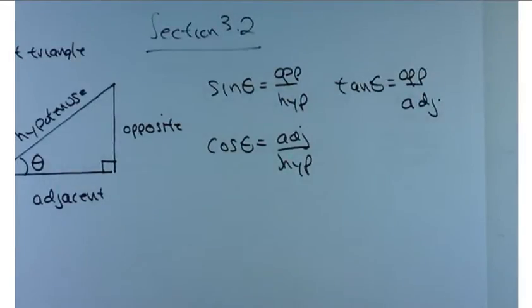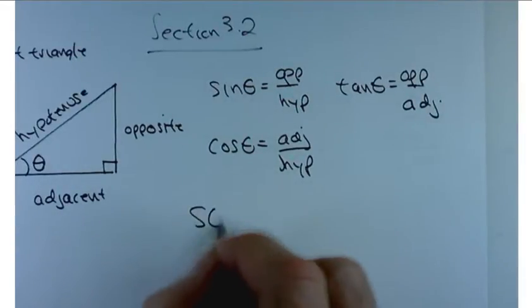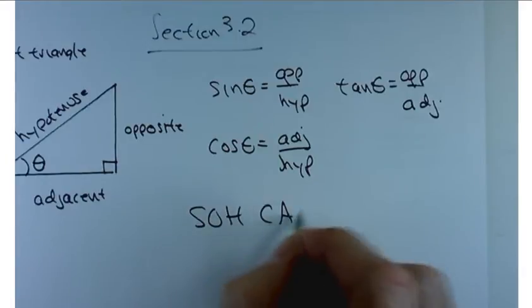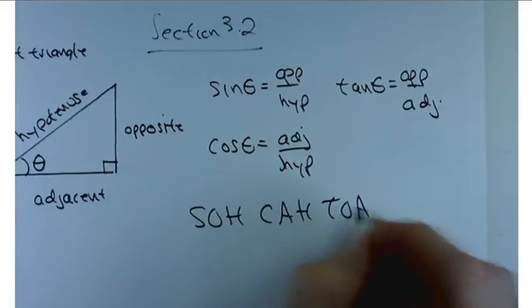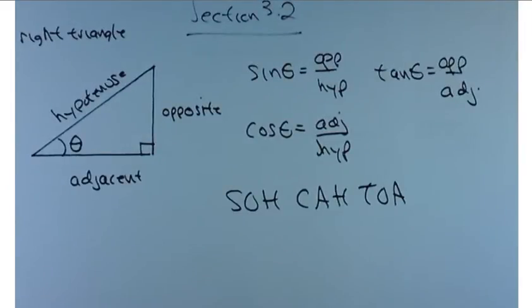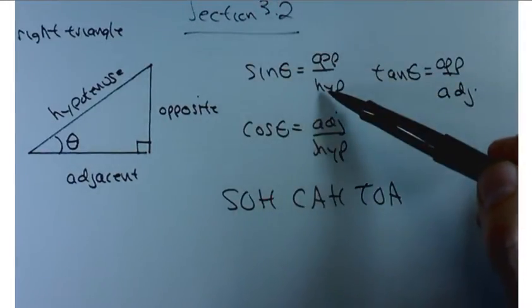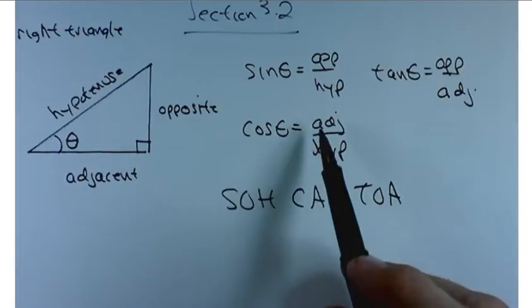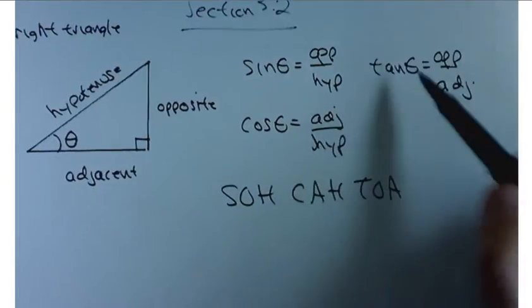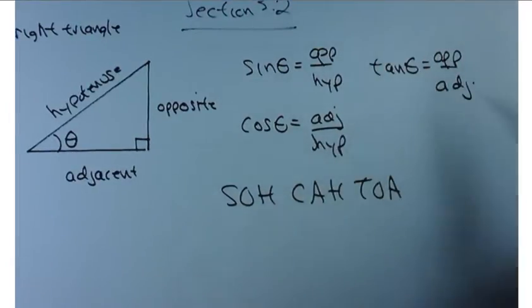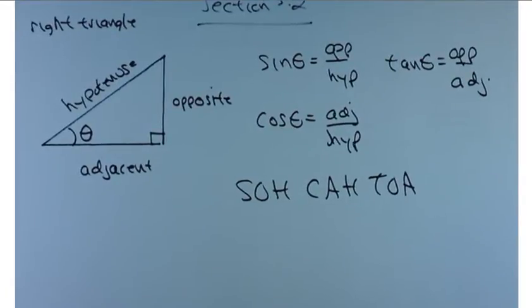Now, somebody mentioned a little acronym here. It's helped countless students remember these formulas. SOHCAHTOA. I don't know who came up with this, but it works. The sine is the opposite over the hypotenuse. The cosine is the adjacent over the hypotenuse. The tangent is the opposite over the adjacent. So, yay.